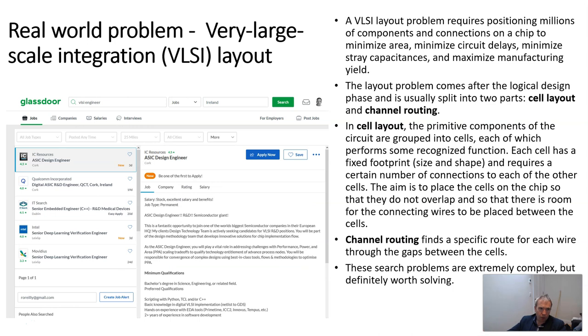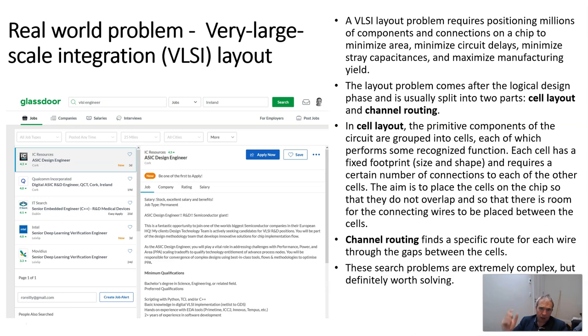Okay, and real world problems, very large scale integration, VLSI layout. So a VLSI layout problem requires positioning millions of components and connections on a chip to minimize area, minimize circuit delays, minimize stray capacitances, and maximize manufacturing yield. Okay, so typically I just think about Intel and their fab up in Kildare producing the next set of compute chips, okay, and microprocessors.